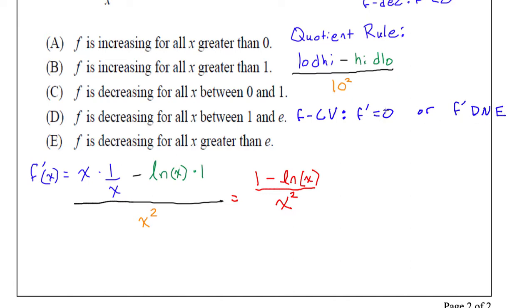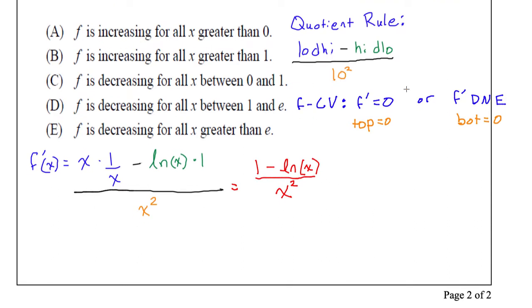Because f prime is equal to 0, that will give us where the top or the numerator is equal to 0, and does not exist, that's where the bottom is set equal to 0, or the denominator is set equal to 0. So I need to set both the top and the bottom equal to 0, and that will give me all of my possible critical values. So here we go, switching back to blue.